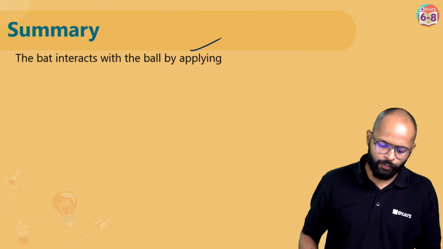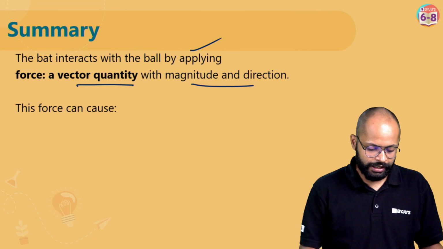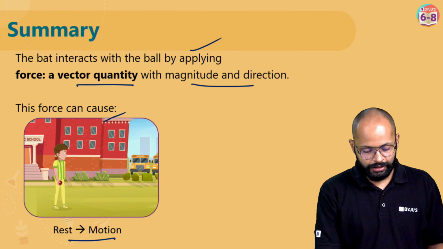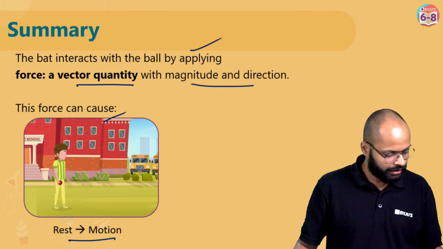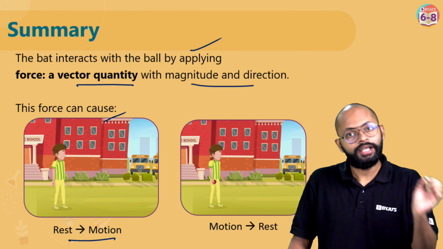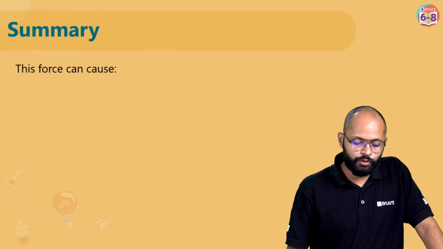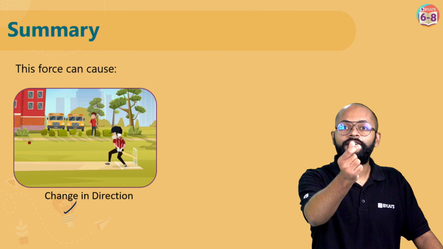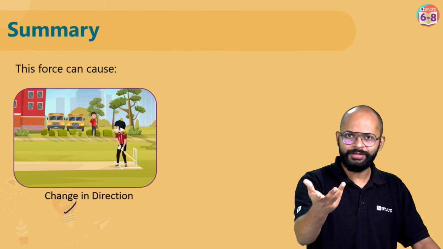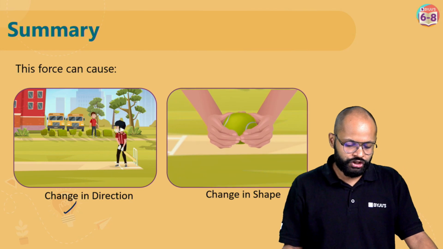So if we summarize everything we have learned today, the bat interacts with the ball by applying force, which is a vector quantity with magnitude and direction. All right. This force can cause rest to motion. It can bring a body at rest into motion, right? Second, it can bring a body in motion to rest. Fine. All right. Next, this force can cause change in direction. We saw that, right? Straight drive, cover drive, scoop shot. All these were change in direction. And yes, magnitude is also different, right? Second, change in shape.